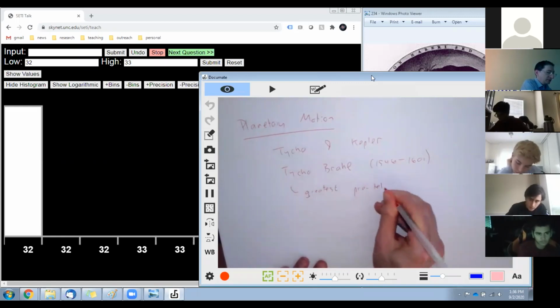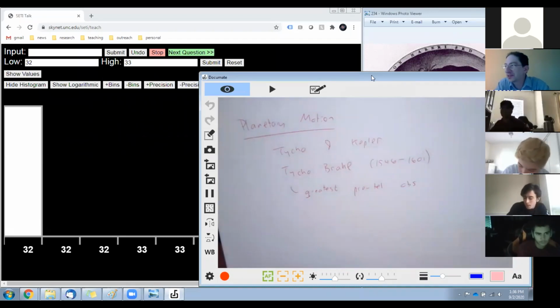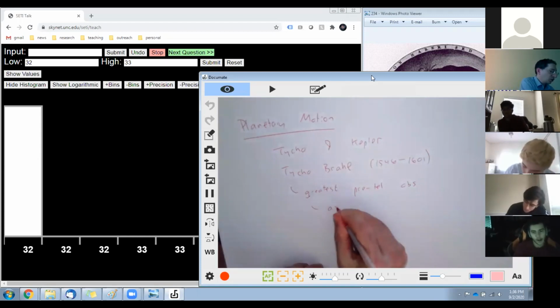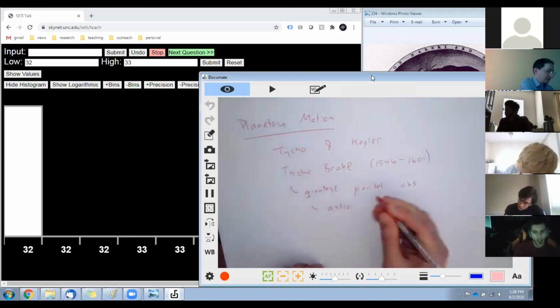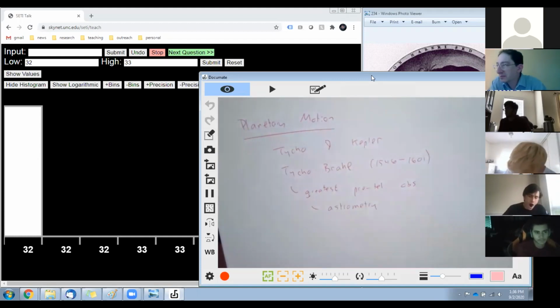pre-telescope observer. And that may seem like a weird phrase. How can you be an observer, an astronomical observer, without a telescope? And so the way he would do it is, what he's doing is something called astrometry. Astrometry. It sounds a lot like astronomy, but it's a technical term. He's measuring the positions of things in the sky to the best of his ability without a telescope. And let me show you how he did it.